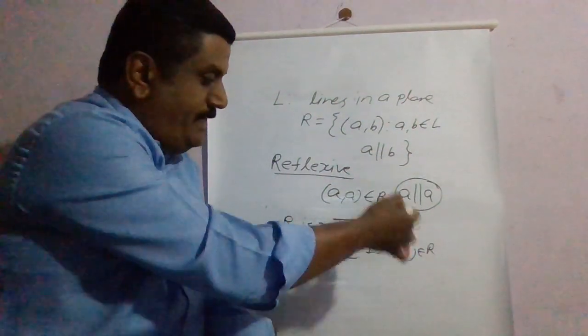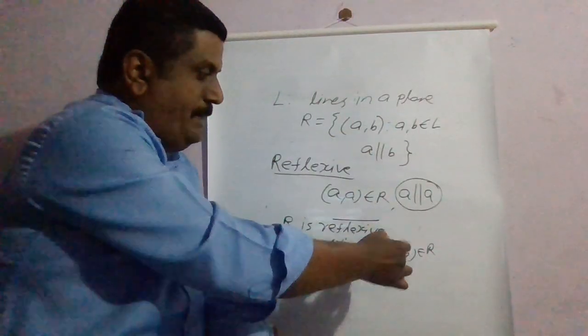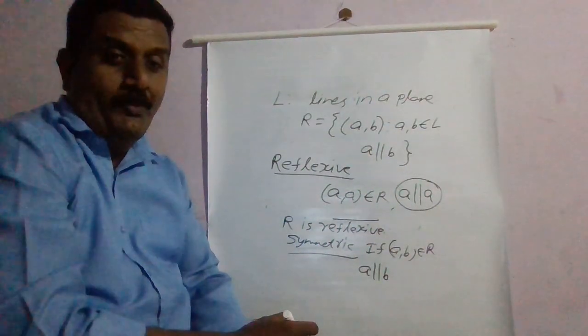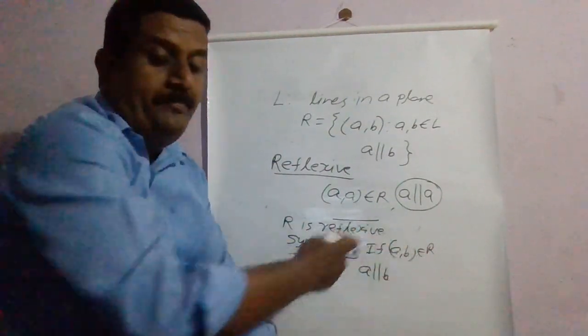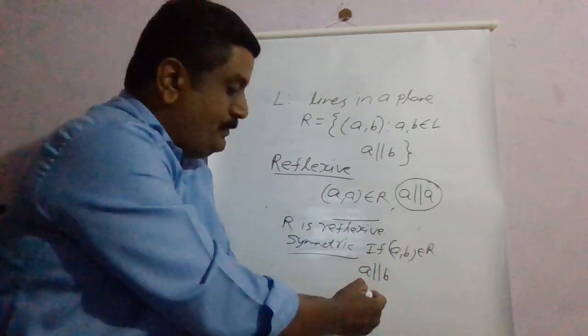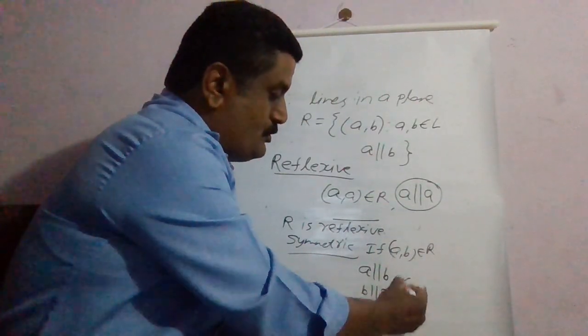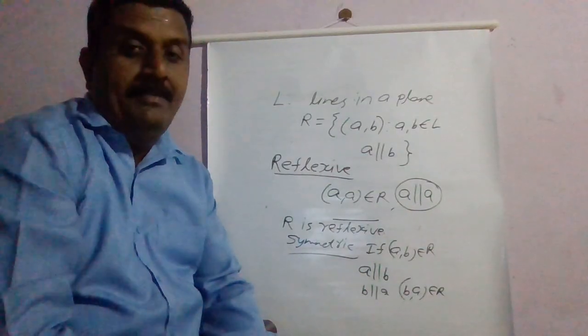So suppose that AB belongs to R. Then what is the condition using this given relation? If AB belongs to R, then A is parallel to B. This is true. And we know that if line A is parallel to B, then clearly B is parallel to A. That means BA belongs to R. If AB is there, then BA is there. That means it is symmetric.